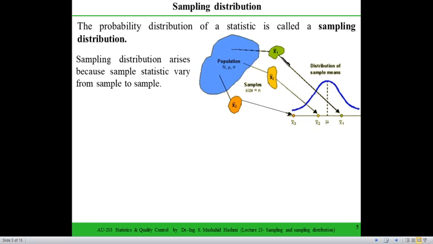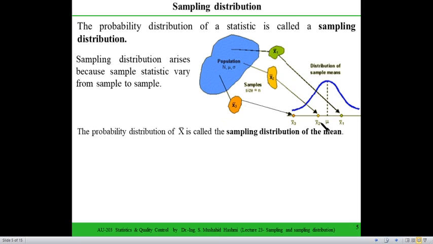As we have seen, the distribution arises because even though the sample size for each sample is the same, you have taken samples from the population, and each sample would have a different sample statistic, whether it is a mean, a variance, or a standard deviation. So these sampling characteristics, called statistics, vary from sample to sample.